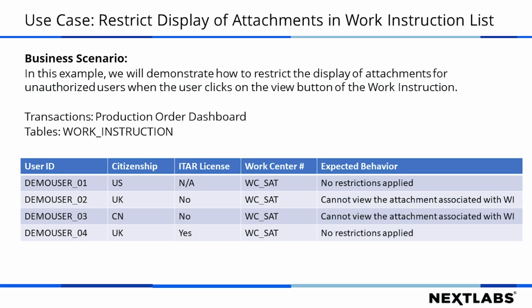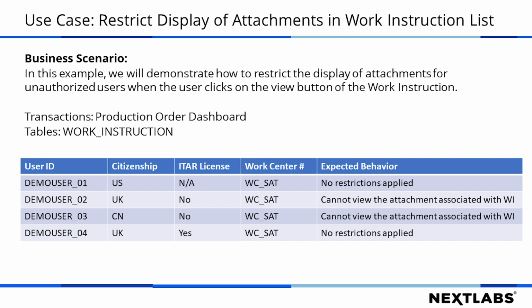In this example, we will demonstrate how to restrict the display of attachment for an authorized user when the user clicks on the View button of the work instruction. There are 4 users. Demo user 1, who is a United States citizen, will be able to view all the attachments. Demo user 2 and 3 are non-United States citizens, and they don't have any export license. Therefore, they will not be able to view the attachment.